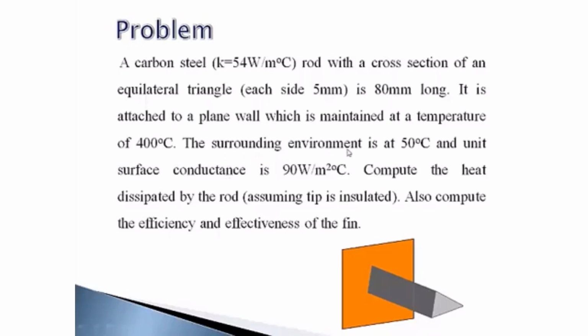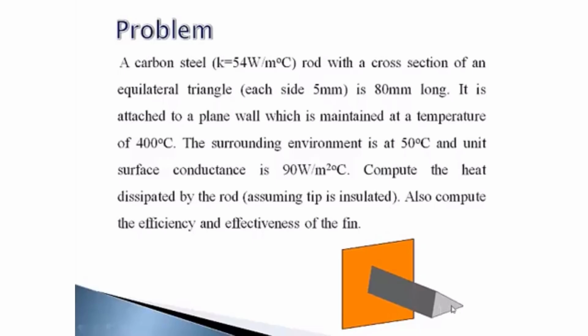The surrounding environment is at 50 degrees centigrade. Ambient temperature is 50 degrees centigrade and unit surface conductance, that is the heat transfer coefficient, is 90 watts per meter square degree centigrade. Compute the heat dissipated by the rod assuming the tip is insulated.